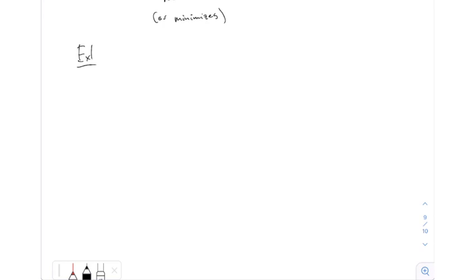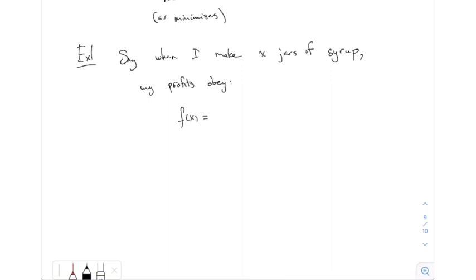So let's just try a very simple example, and then, like I said, we'll do more complicated ones tomorrow. Let's say when I make, this is my old maple syrup jars. Let's say when I make x jars of maple syrup, my profits obey this formula. This is a totally made up formula. f of x equals minus 6 minus x squared plus 40x. All right? x represents how many jars of maple syrup I make, and then I sell them to my friends and family. And this is how much money I get after selling x jars.